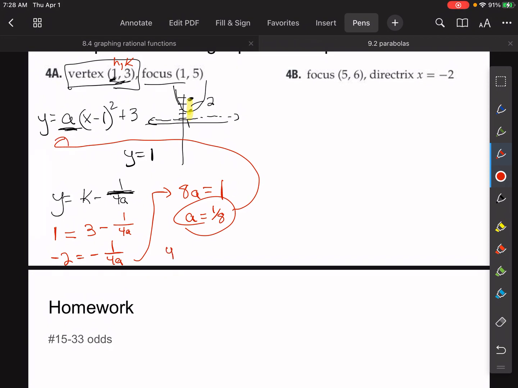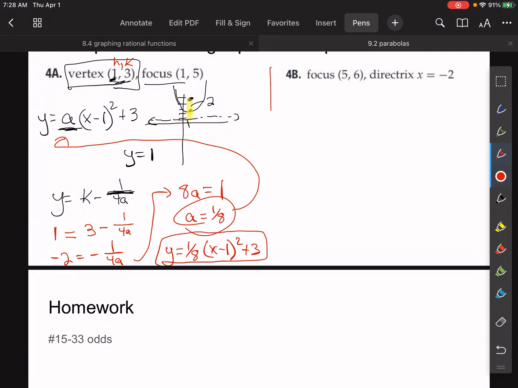And I know it's a little bit involved. I know it's going to take some practice. But you can always refer back to this video if you need, or that chart will be very useful. Okay, so here's my final equation for the parabola that has a vertex at (1, 3) and a focus at (1, 5).